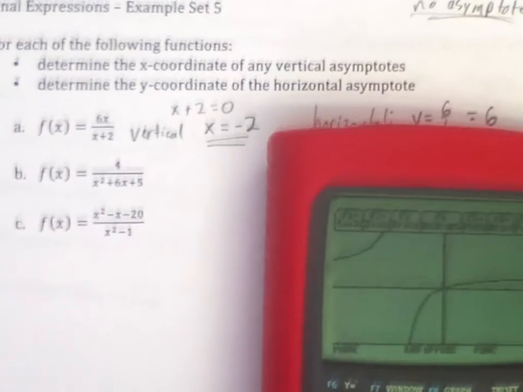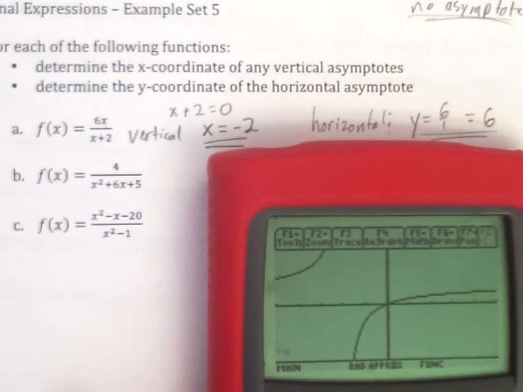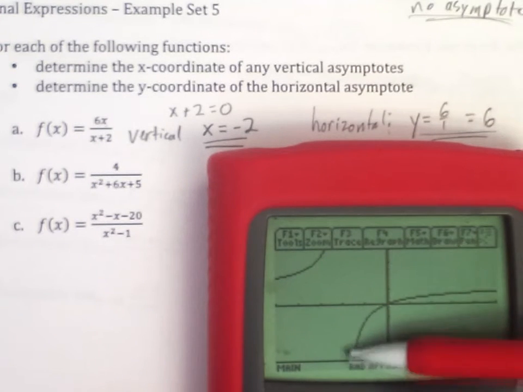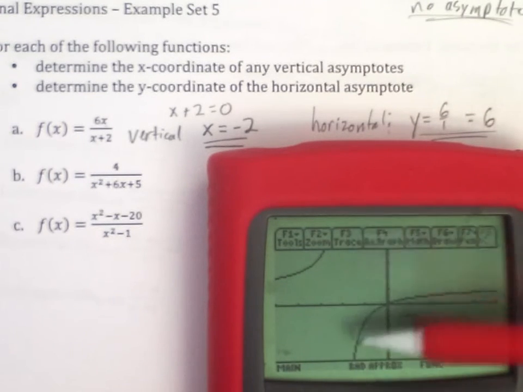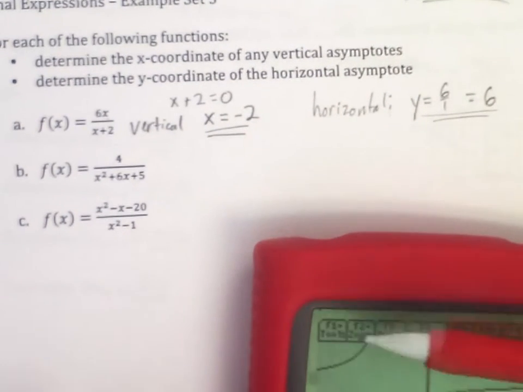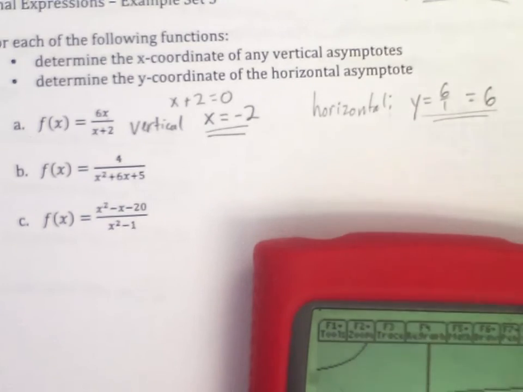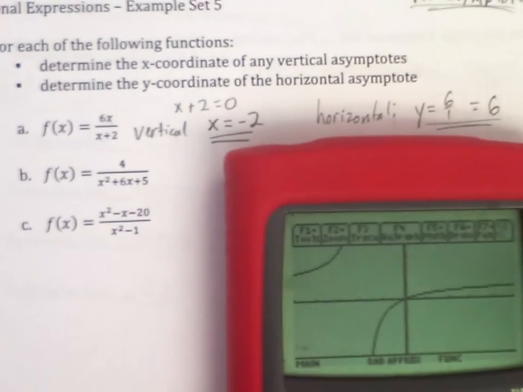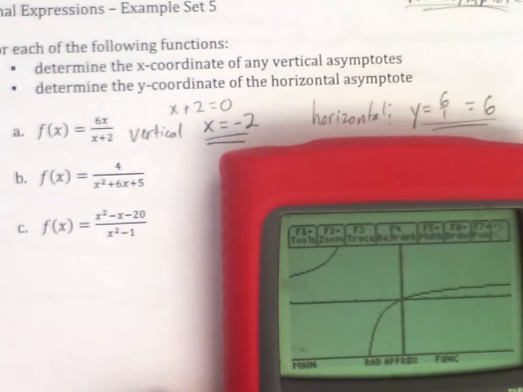Yeah, so here we see the graph for that first one. Again, we could zoom out a little more. Yeah, we see at negative 2 it looks like we have an asymptote there where it goes each direction. And then horizontally, you can just kind of check it, but this is at positive 6. So, some good work there.